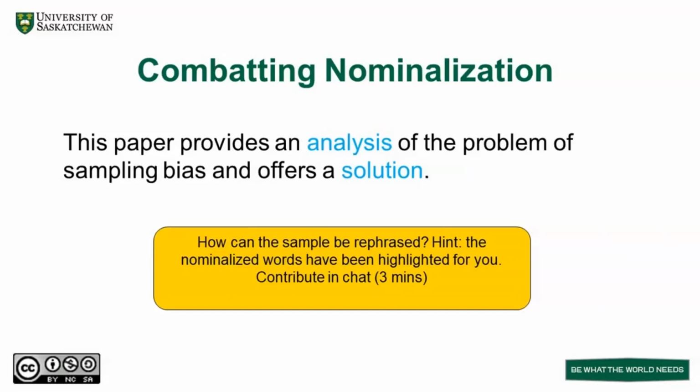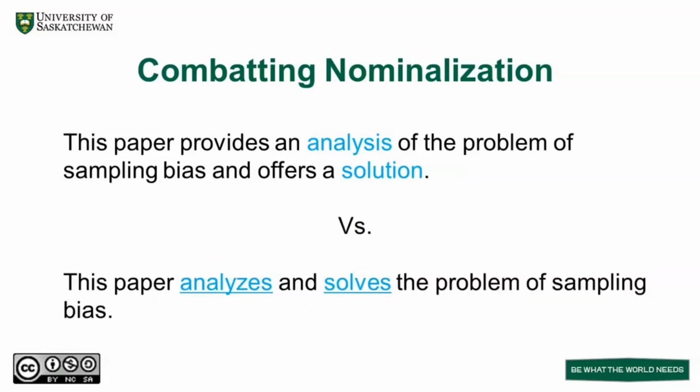So just keeping our time in mind, here we have something very similar to the suggestion that was raised in the chat earlier, but even a little bit shorter. So the paper analyzes and solves the problem of sampling bias. So what we've done, in combating the nominalization, is restructure where some of the information fits in the sentence. So it's not as simple as just replacing individual words. So that's something to keep in mind when taking on this issue in our writing.